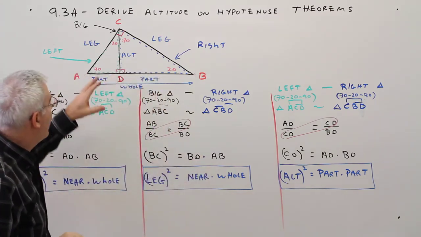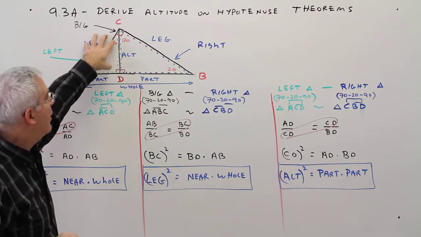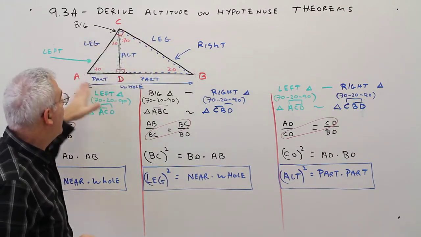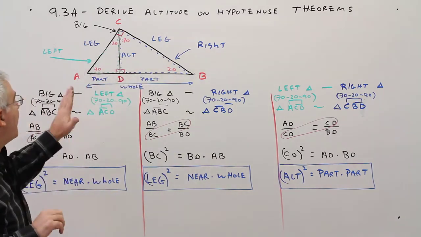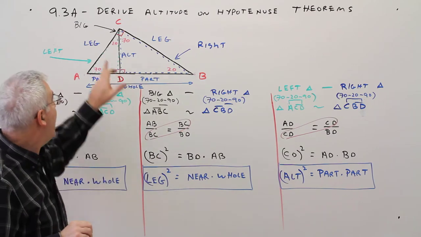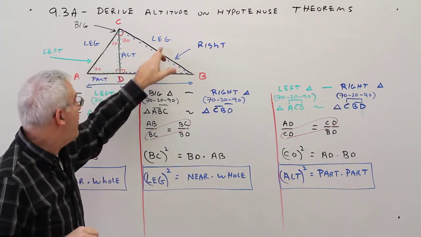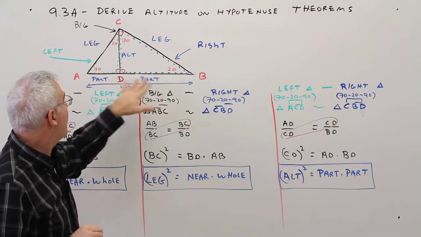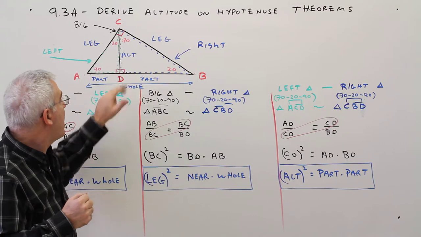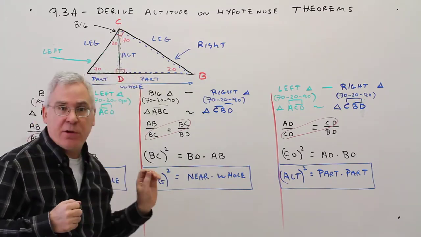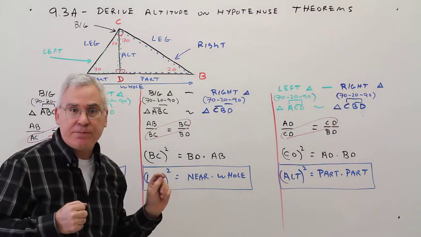In this picture, I'm calling them the left triangle, the right triangle, and the big triangle. And also what I've done is I've called this a leg of the big triangle, this a leg of the big triangle, and this is the whole of the big triangle. And this would be the altitude of the big triangle. And I've got these two parts of the whole.